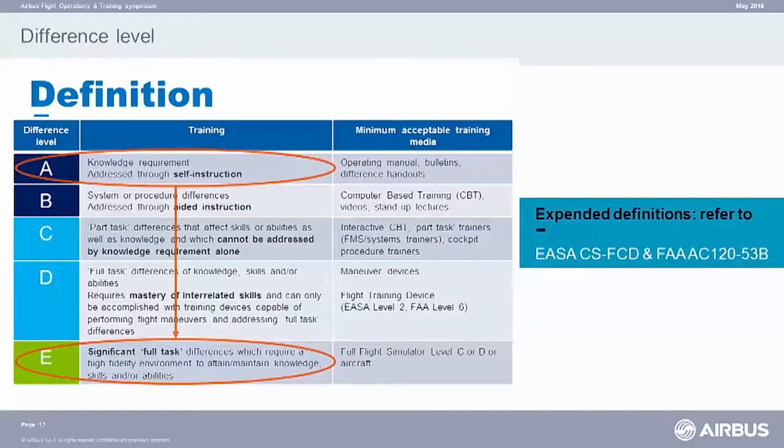So, in the regulation, we have 5 difference levels from A to E. A corresponds to self-instruction. This is, for instance, the operating manual. And level E corresponds to a significant full task training. This is commonly the full flight simulator. It could be, of course, the aircraft.